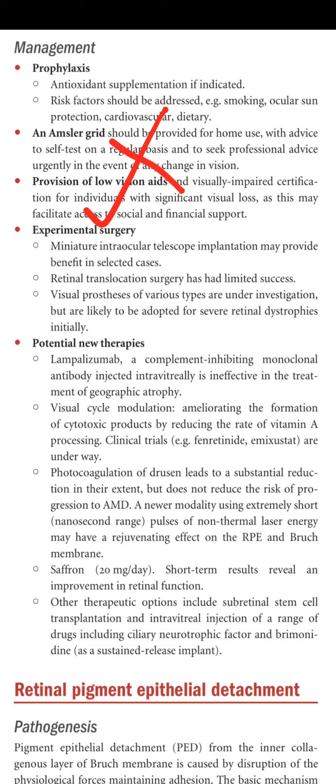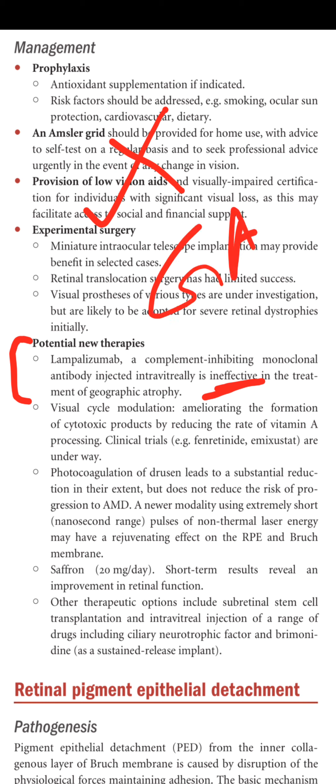Retinal translocation surgery has limited success. Visual prostheses of various types are under investigation but are likely to be adopted for severe retinal dystrophies initially. So there are now potential new therapies that include lampalizumab, a complement inhibiting monoclonal antibody injected intravitreally, which is ineffective in the treatment of geographic atrophy. So it is not effective for the treatment of geographic atrophy.